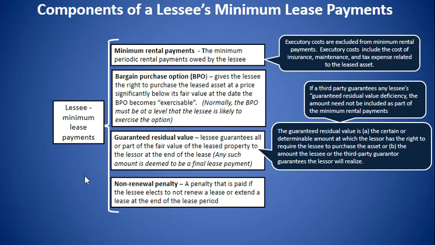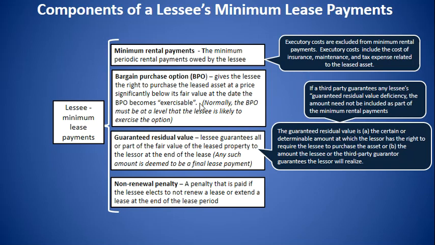Again, it's really important that we understand these components. So let's start out with the first component of a minimum lease payment, and it's called the minimum rental payments. And these are the minimum periodic rental payments that are owed by the lessee, and that's from inception all the way to the end of the lease. Now, the one thing we have to remember is that executory costs are excluded from the minimum rental payments. And executory costs include the cost of things like insurance, maintenance, and tax expense related to a leased asset.